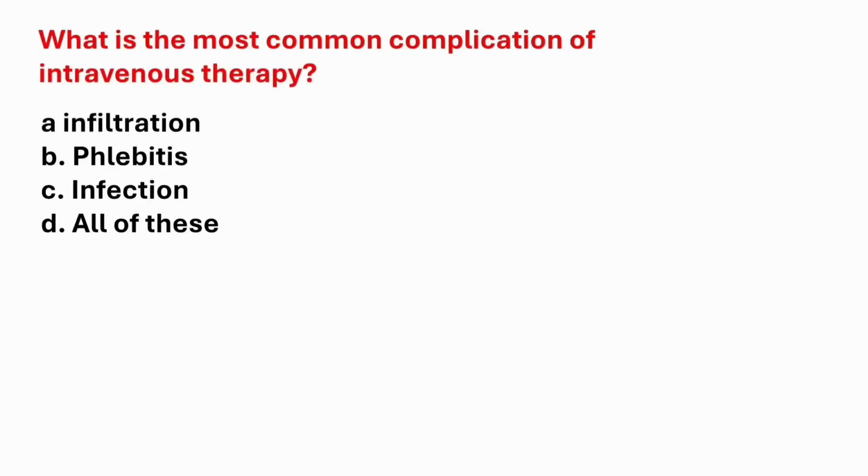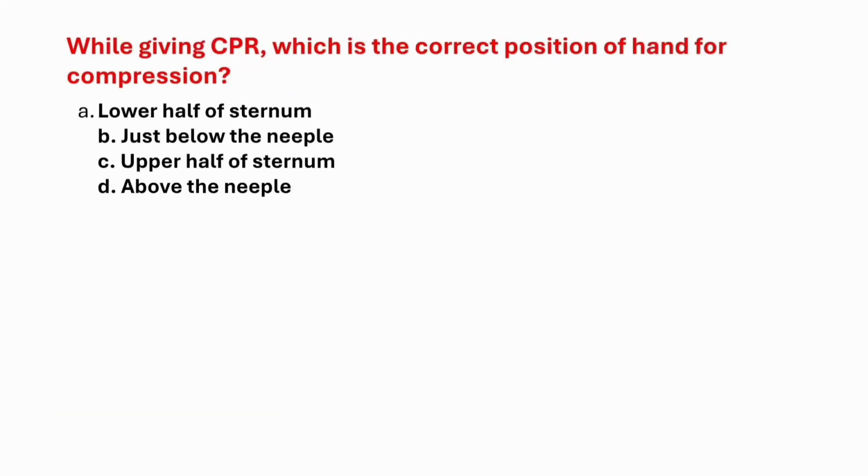Smallpox. What is the most common complication of intravenous therapy? A. Infiltration. B. Phlebitis. C. Infection. D. All of those. The correct answer is A. Infiltration. While giving CPR, which is the correct position of the hand for compression? A. Lower half of the sternum. B. Just below the nipple. C. Upper half of the sternum. D. Above the nipple. The correct answer is A. Lower half of the sternum.